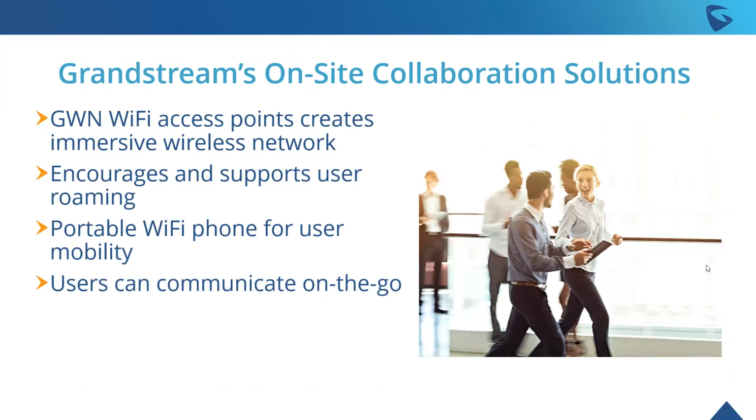All right. So now you know how technology is influencing these three key collaboration practices that businesses are deploying. So where does Grandstream fit into the on-site tech side of things? Of course, like I said, it's all about mobility when it comes to on-site collaboration. Our GWN Wi-Fi access solution creates immersive wireless networks to really encourage people to move throughout a hybrid network. It encourages and supports user roaming. That's not an issue. People can easily move from one side of the office to the other, even if it's a multiple level office. That's a simple thing to do.